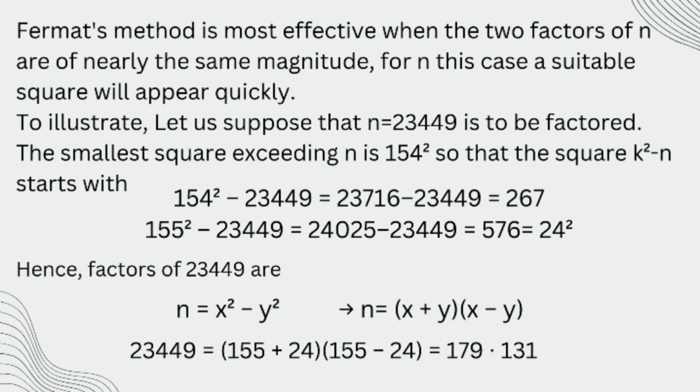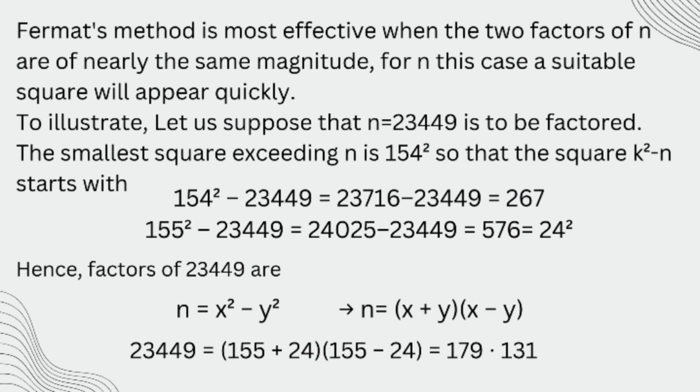So, Fermat's method is most effective when the two factors of n are of nearly the same magnitude. For n in this case, a suitable square will appear quickly. So, this means po that this method is particularly useful for factoring large numbers that are the product of two primes close in value.